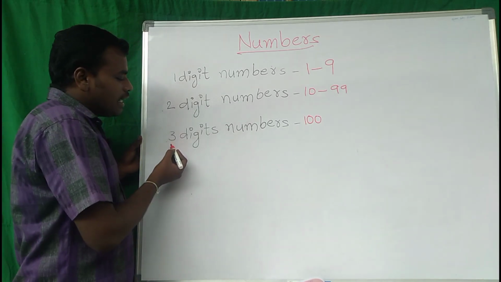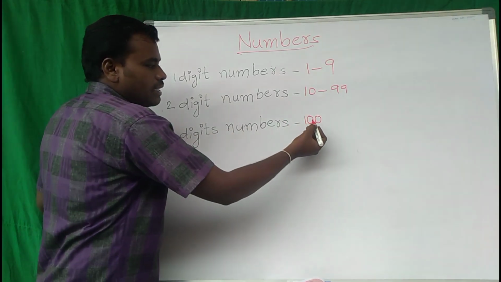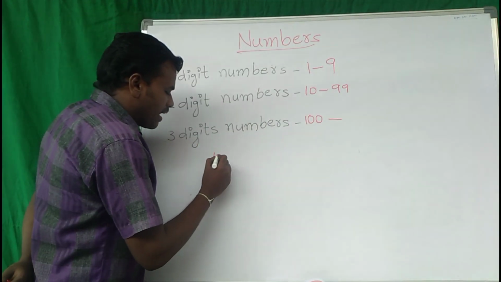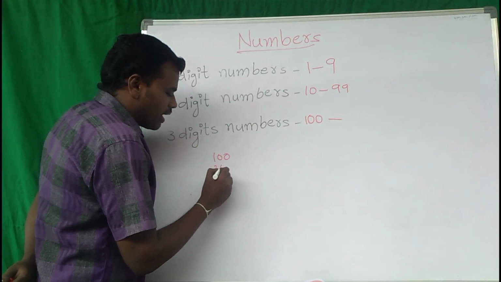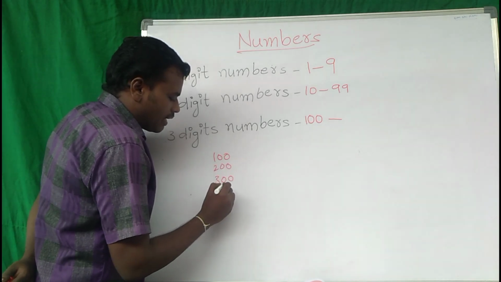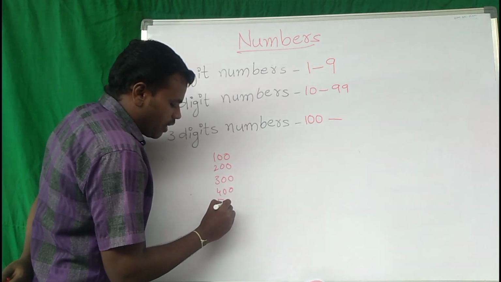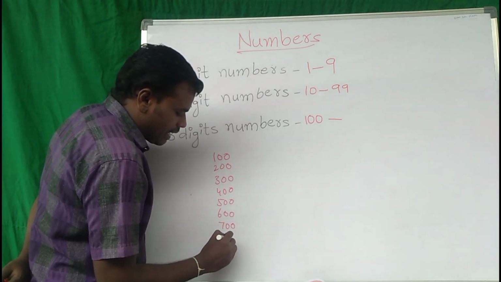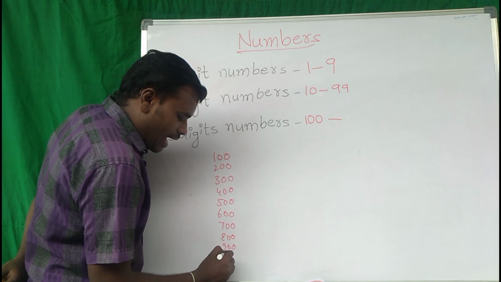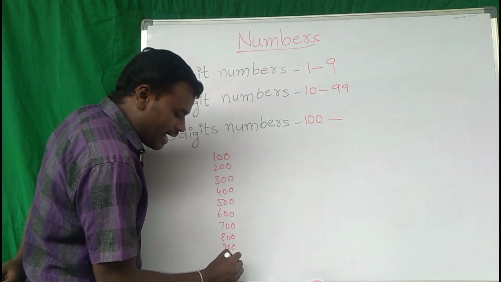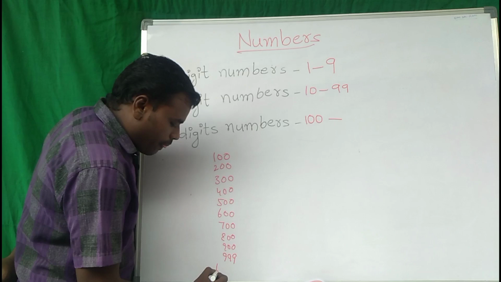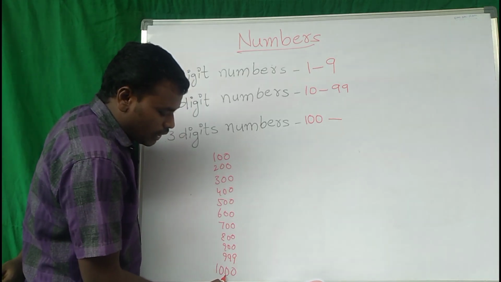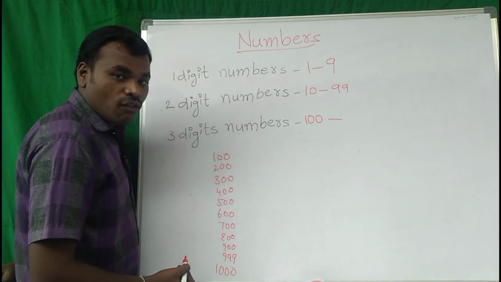That means the three digit numbers start with 100. Then after 100 we have 200, 300, 400, 500, 600, 700, 800, 900 and 999. Then after that we have 1000. So 1000 is a four digit number: 1, 2, 3, 4.